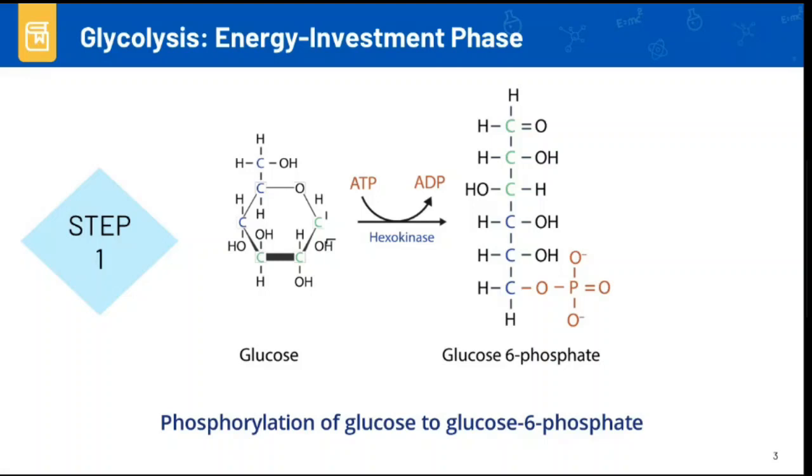Magagamit ka kasi ng ATP molecules as an investment para mag-proceed yung process. So by contrast, later on, the energy harvesting stage produces your ATP molecules. O, di ba? Gumamit ka ng ATP, pero makakapag-produce ka pa rin ng ATP as in your energy harvesting stage. Now, glycolysis happens in both aerobic and anaerobic conditions.